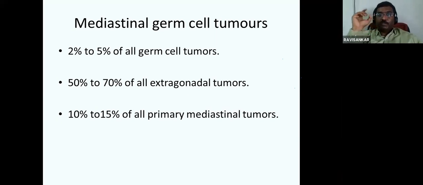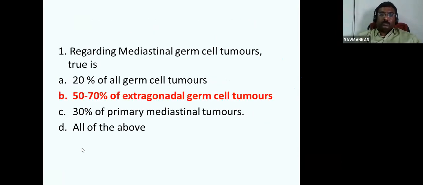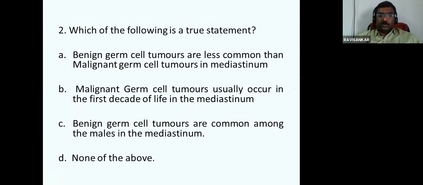They are 50 to 70% of all the extragonadal tumors. They constitute 10 to 15% of all the primary mediastinal tumors. The truth is 50 to 70% of the extragonadal germ cell tumors are the mediastinal germ cell tumors. Are you clear with this slide?